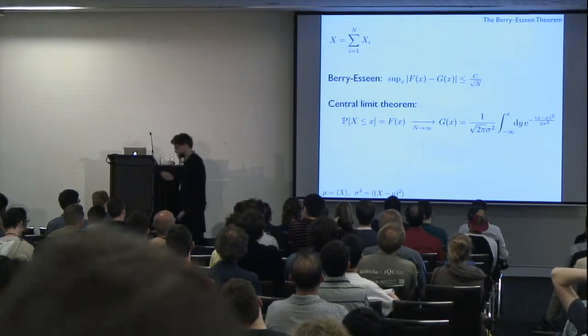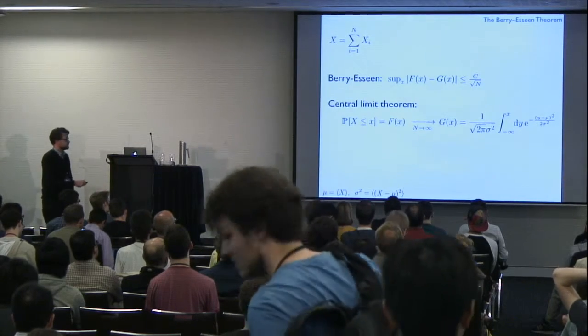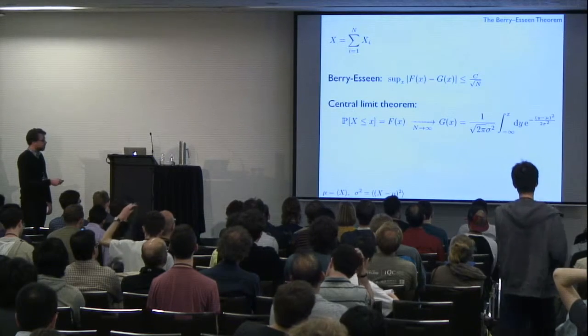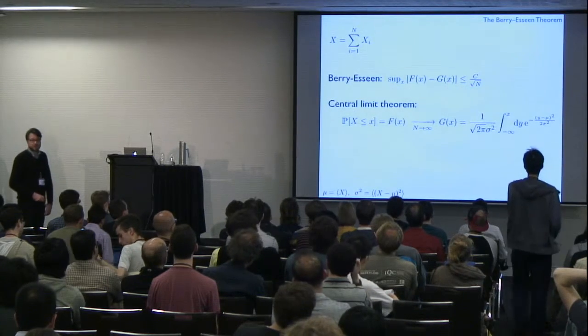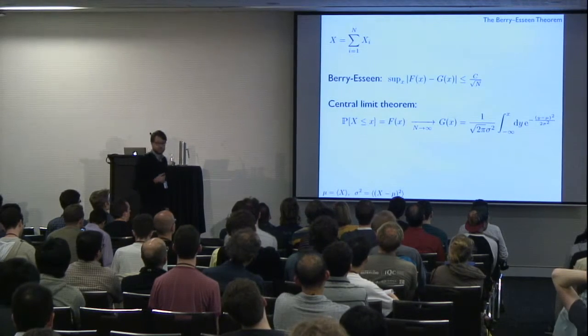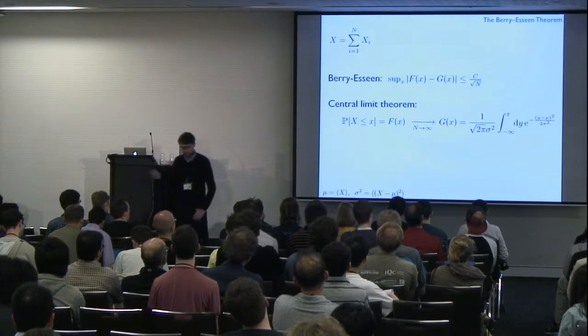Now, what is the Berry-Esseen theorem? Well, from here you cannot see how fast this actually tends to the Gaussian, but this is what the Berry-Esseen theorem tells you, namely that for all x you have this upper bound: it tends as one over the root of the number of these random variables to the Gaussian distribution. Okay, so that's the classical version.